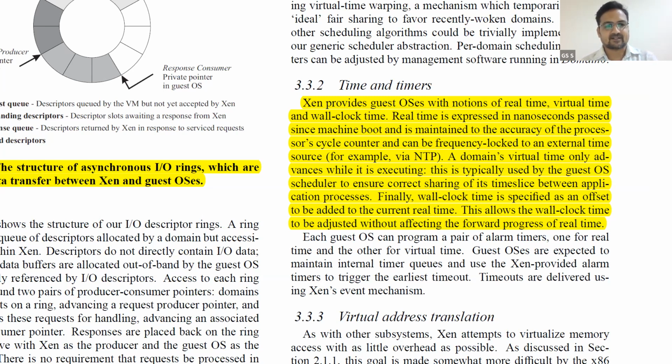Let me give you some hint. All the properties of Goldberg and Popek should be fulfilled for recursive virtualization. Yes? Okay. What was the second thing which was required in recursive virtualization? See, recursive virtualization wants virtual time to be maintained well.